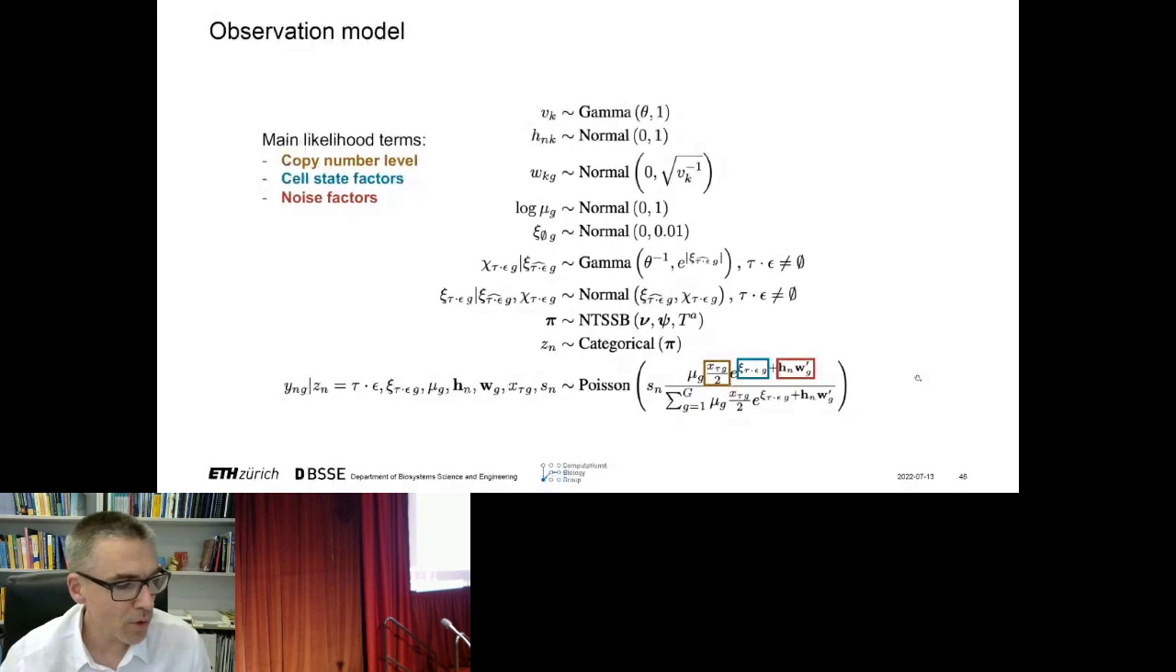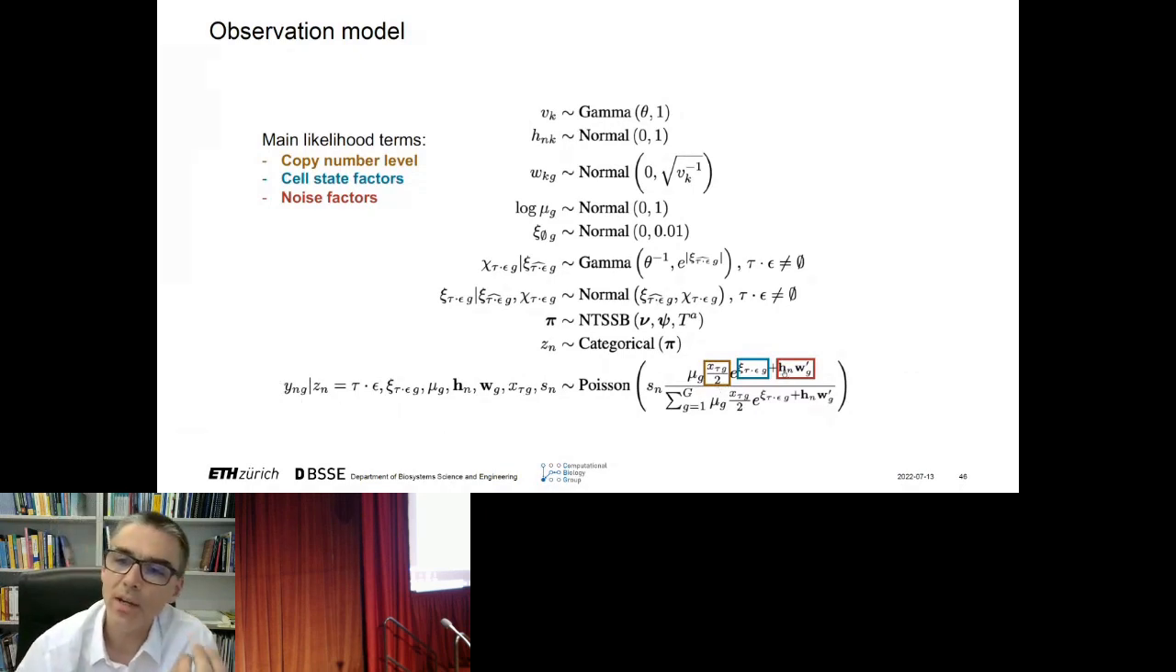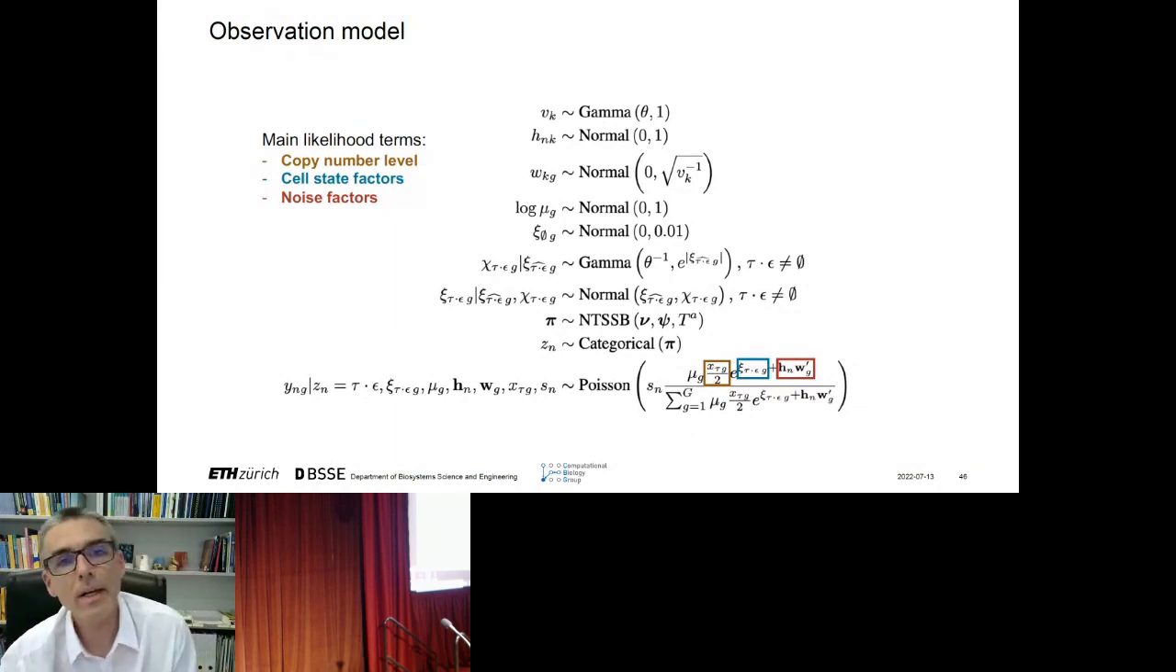Now, I will not go through the model in great detail, but I want to show you that the observed read count at the end of the day is modeled by accounting for 3 different types of factors. The first one, in brown here, is, of course, the copy number level, essentially assuming that the amount of mRNA is proportional to the amount of DNA that you find at any single locus, any gene.